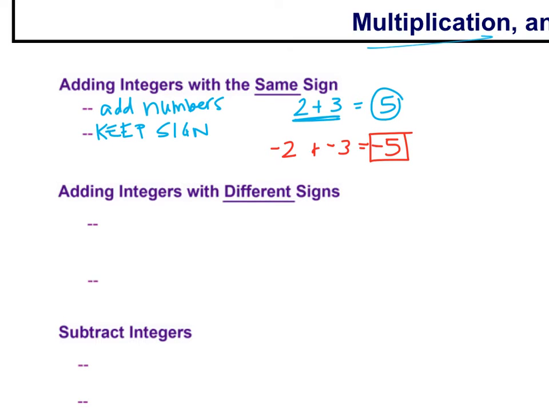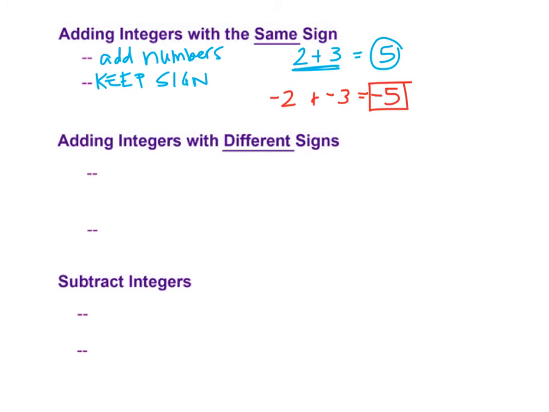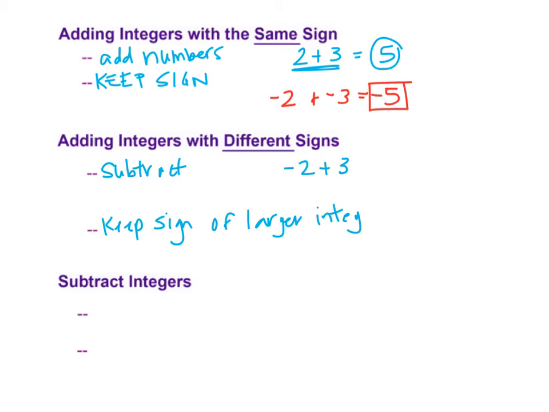Now if you're adding integers with different signs, for example, a negative 2 plus a 3, the 2 is negative and the 3 is positive. So instead of adding the numbers, you are going to subtract the numbers. And always subtract the bigger minus the smaller, and then you keep the sign of the larger integer.